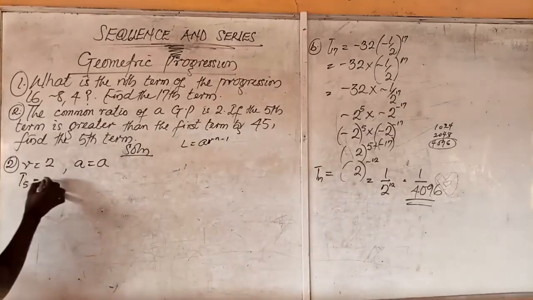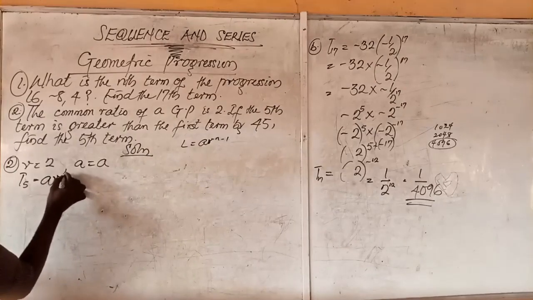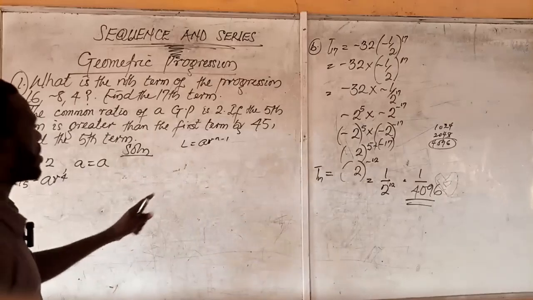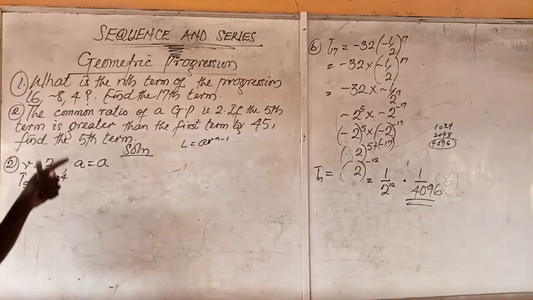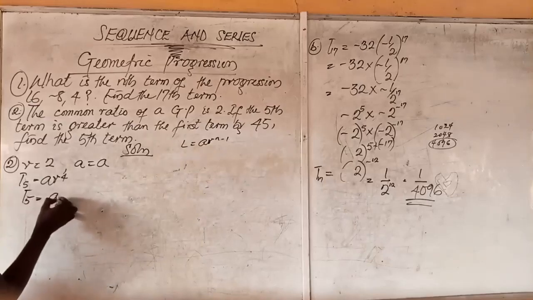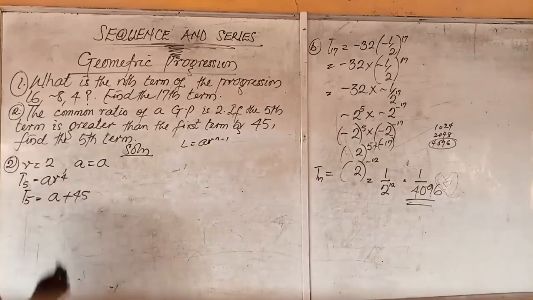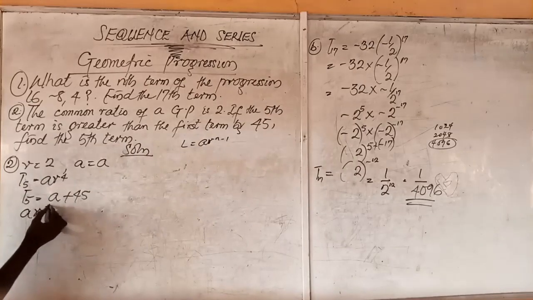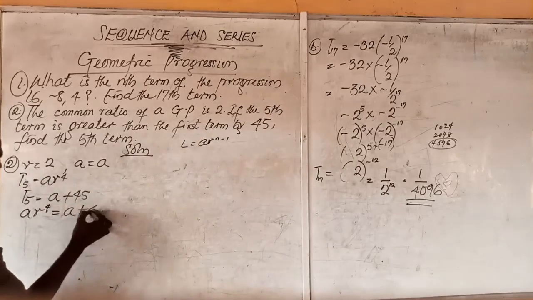So A is A, of course. But the T5 is going to be AR raised to the power 4, isn't it? Now it says that this T5 is greater than A by 45. So if it's greater than A by 45, it means that T5 is going to be A plus 45, isn't it? And T5 is already this. So it means that AR raised to the power 4 is equal to A plus 45.